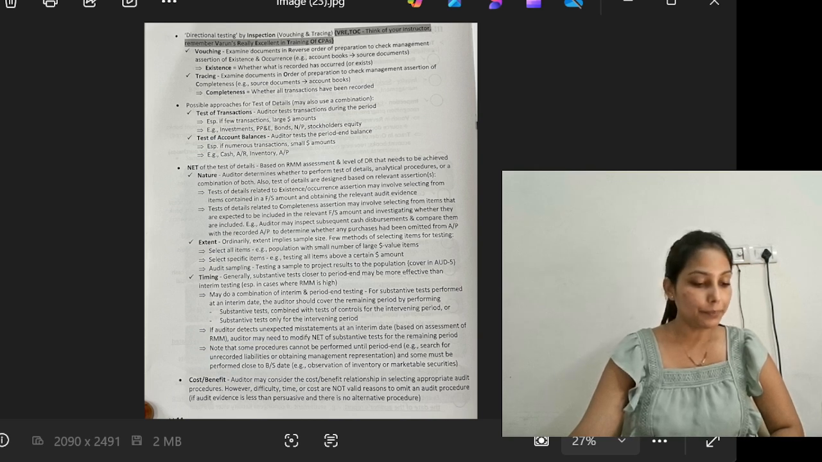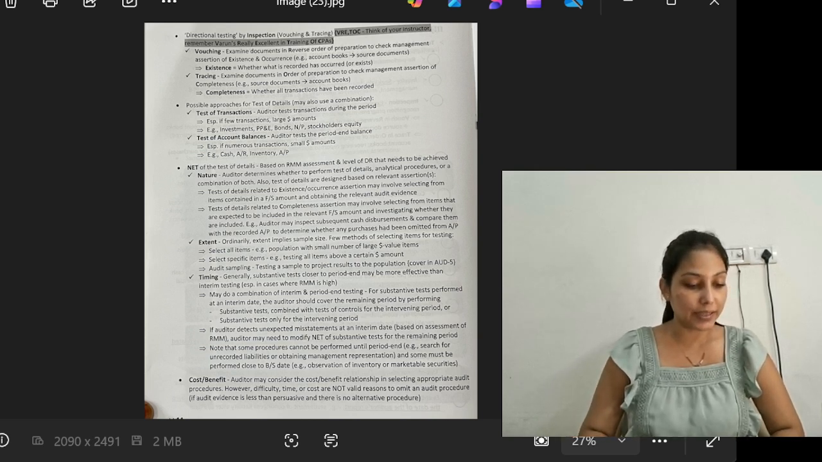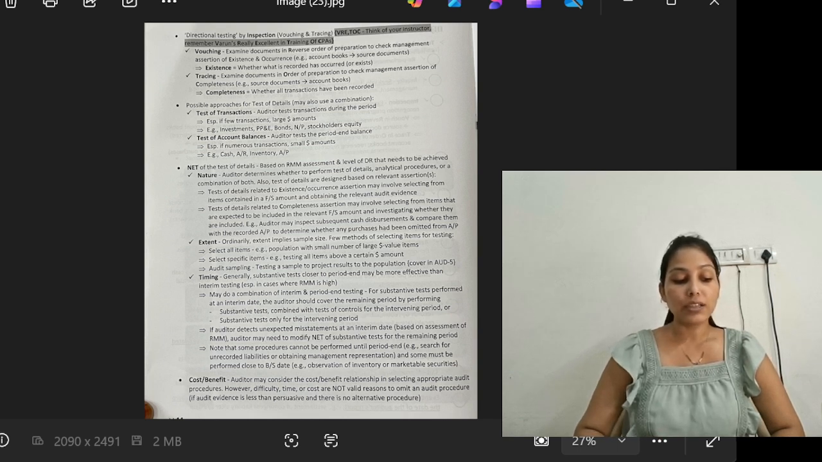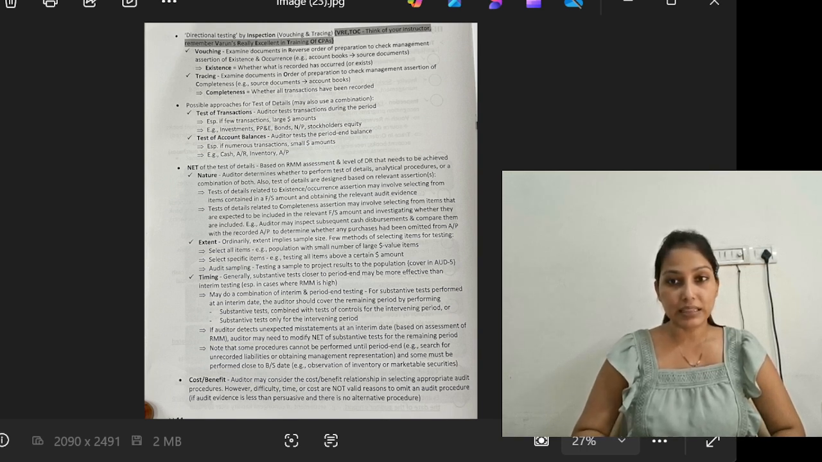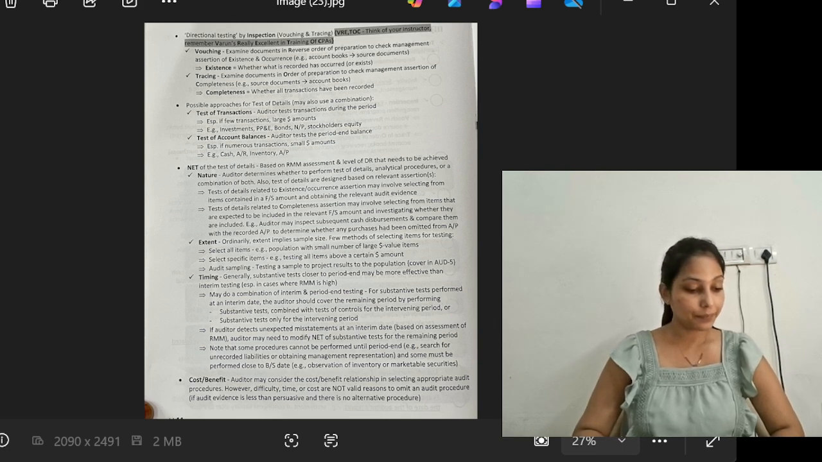Now coming forward, is directional testing by inspection, that is by vouching and tracing. Vouching means examining the documents in the reverse order of preparation to check the management assertions of existence and occurrence, whereas tracing means examining the documents in order of preparation to check the management assertion of completeness. In vouching, we gain comfort over the existence assertion, whereas in tracing, we get comfort over the completeness assertion.